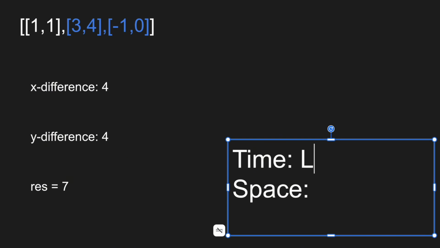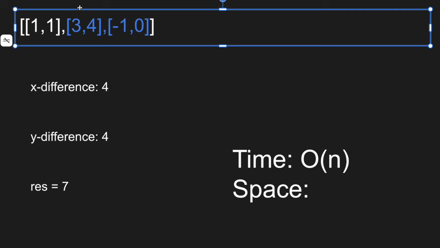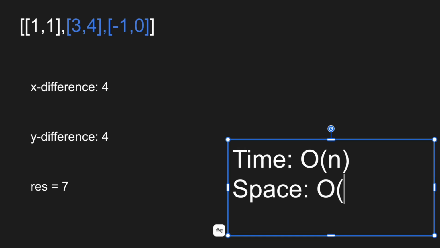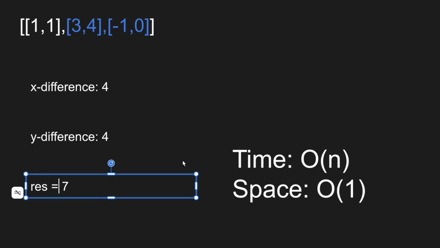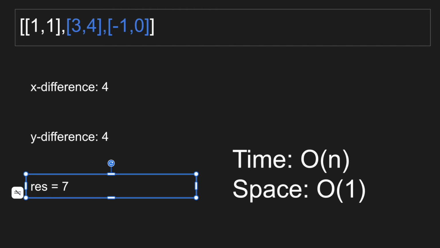So the time complexity would be O of n, where n is the number of integer coordinates in the input array, because that is the number of points that we will iterate through. And the space complexity would be O of 1, because the size of these variables will not depend on the problem input. So now let's get to the coding part.